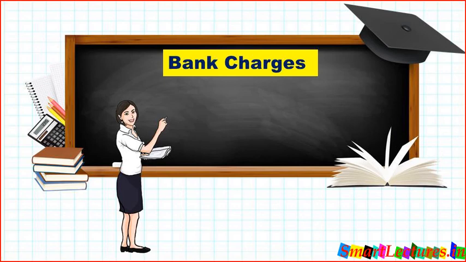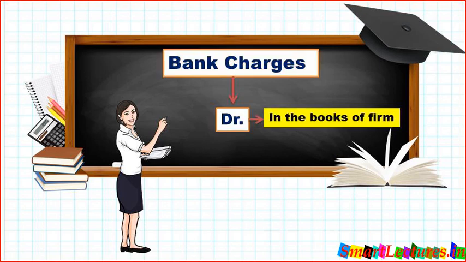So you can see how the transactions or journal entries are reflected in the books of firm as well as in the books of bank. For the same transaction, if anything is debited in the books of firm, the same thing is credited in the books of bank.